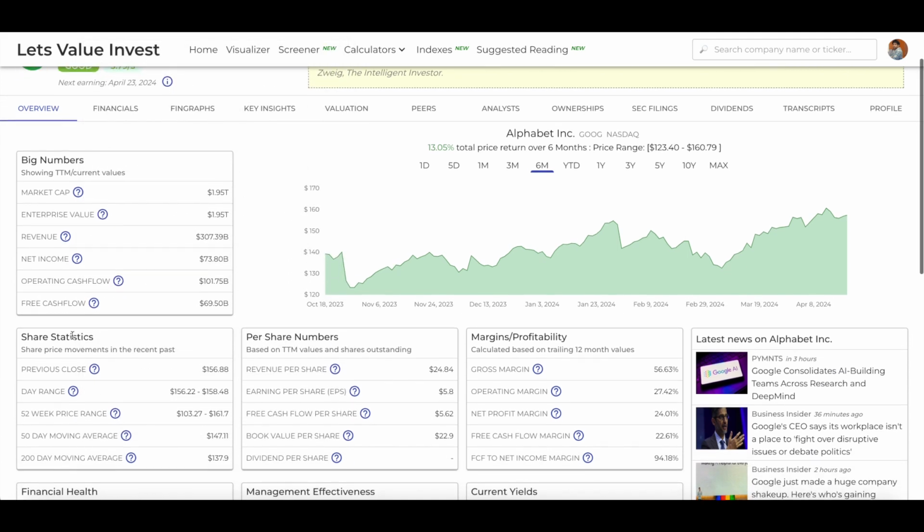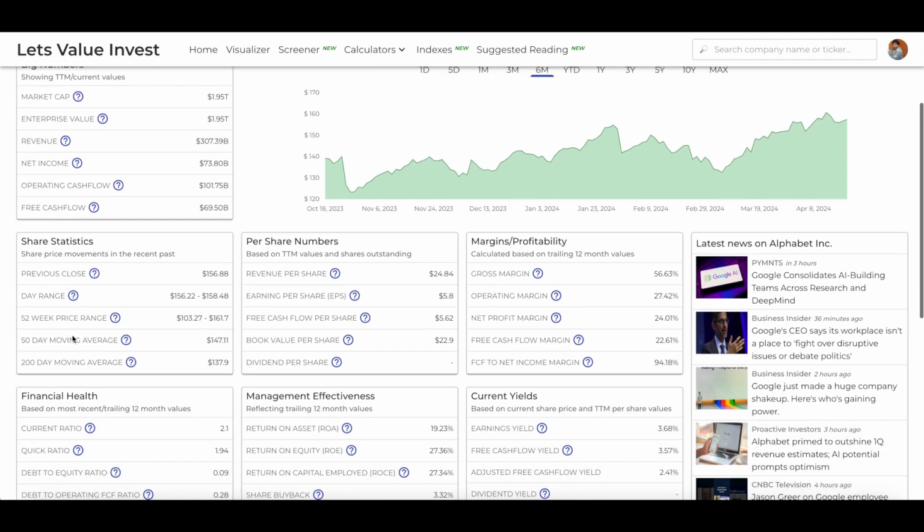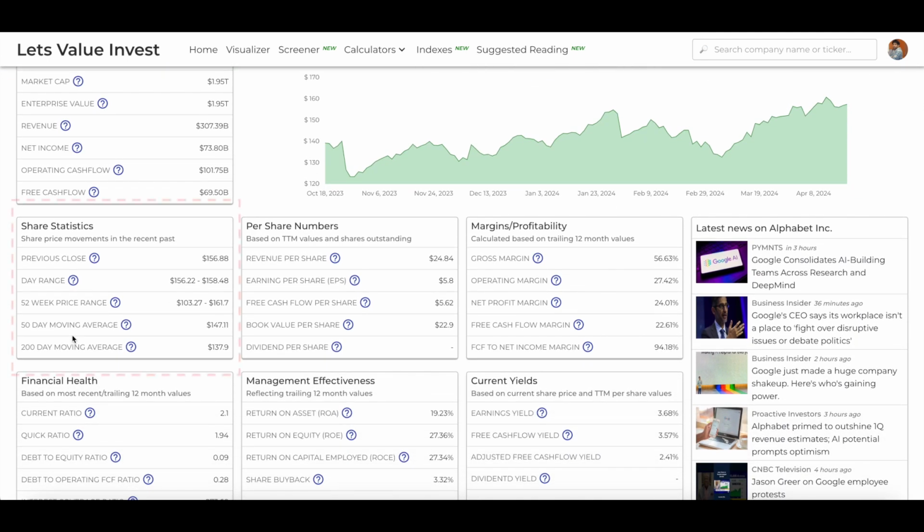Share statistics lists numbers associated with share price movements in the past 1 year. It shows you previous closing price, the day and the 52-week range, the 50 and 200 days moving averages, and so on.